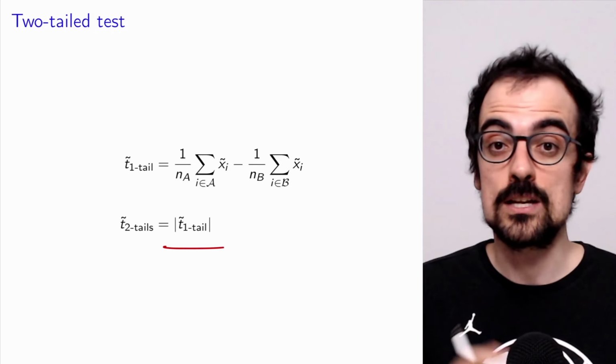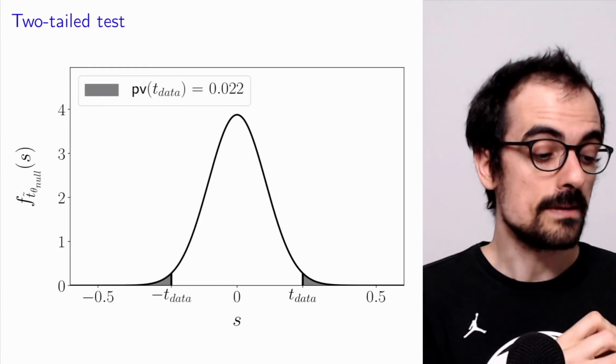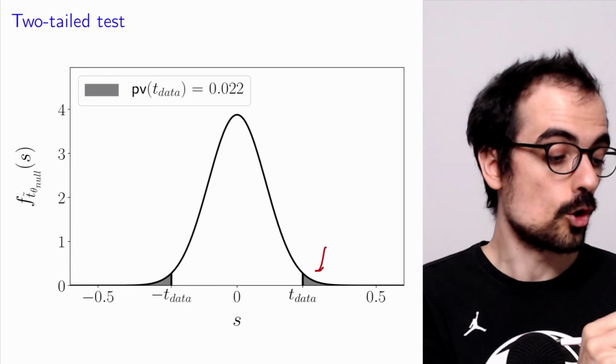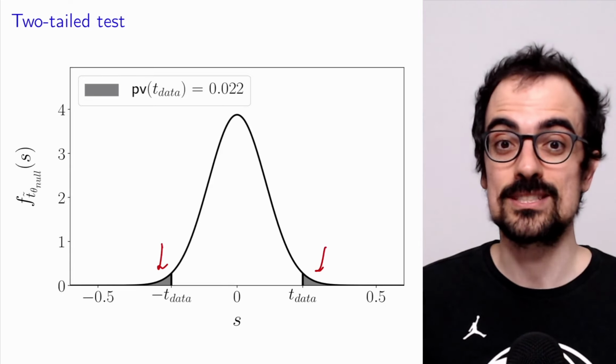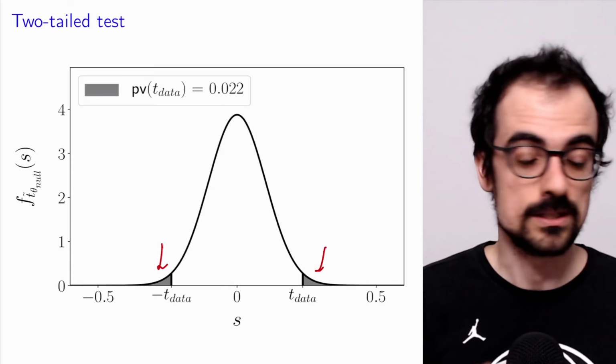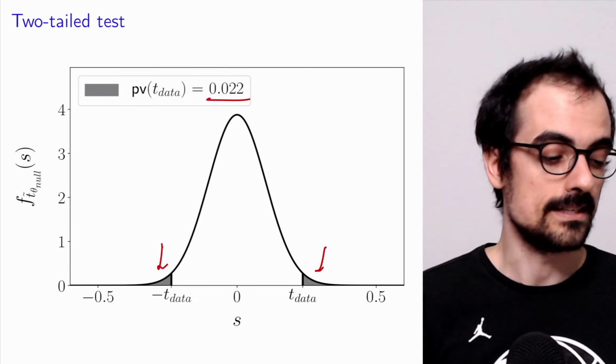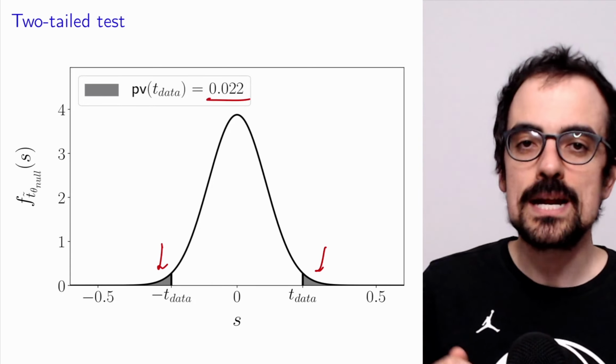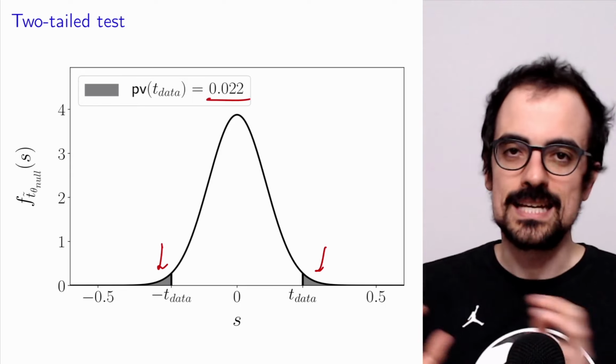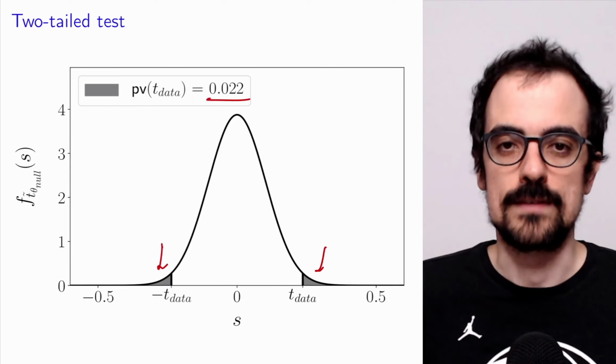In that case, the p-value would be different, right? Because now the p-value would be the probability that you're here or here, because we're interested in the absolute value of the difference. You can see that the p-value is double as big. We will compare these two alternatives later on when we talk about the power of hypothesis tests.